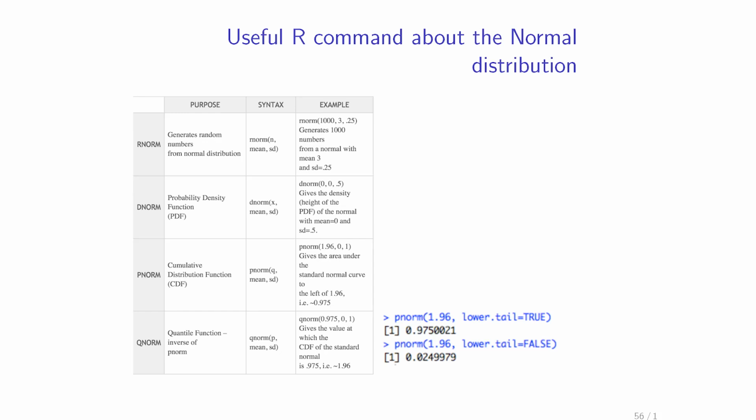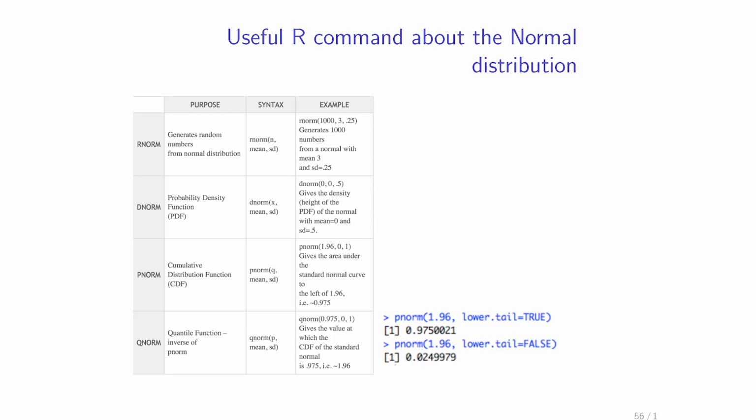than, say, 1.96, if you ask for lower tail true, which is asking for the lower tail. Or it can give you the probability that z is greater than 1.96 if you write lower tail false, and then you're looking at the other end. So the probability that z is smaller than 1.96 is quite high. The probability that z is greater than 1.96 is much smaller.